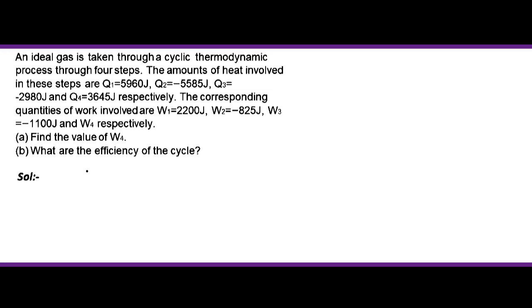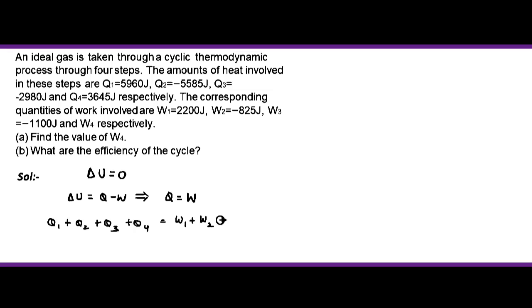ओके तो सबसे पहले यह साइक्लिक प्रोसेस है, तो साइक्लिक प्रोसेस में डेल्टा यू क्या होगा, जीरो, क्योंकि यू एक स्टेट फंक्शन है. तो यूजिंग फर्स्ट लॉ ऑफ थर्मोडायनेमिक्स आई कैन राइट डेल्टा यू इज इक्वल टू क्यू माइनस डब्ल्यू. This gives me Q is equal to W as delta U is 0. So I can write Q1 plus Q2 plus Q3 plus Q4 is equal to W1 plus W2 plus W3 plus W4.